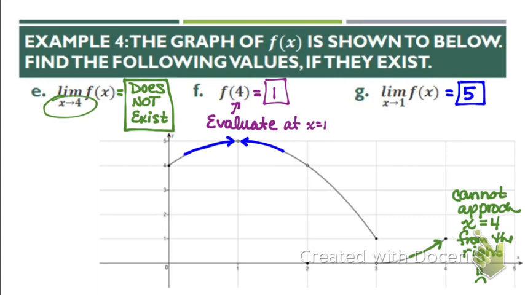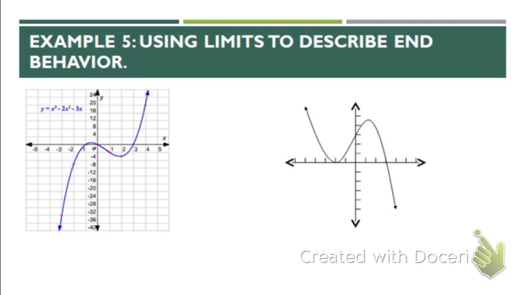Example number 5. We're going to look at some end behavior and using limits to describe our end behavior. Hopefully, this concept as a whole is familiar to you from Algebra 2. The only thing that's really different is how we're going to write it. We're going to write these as limits instead of as x approaches.